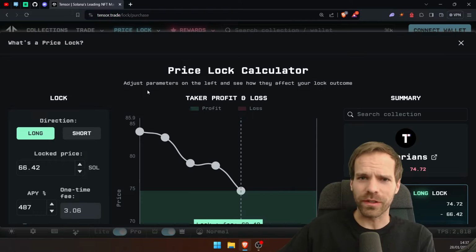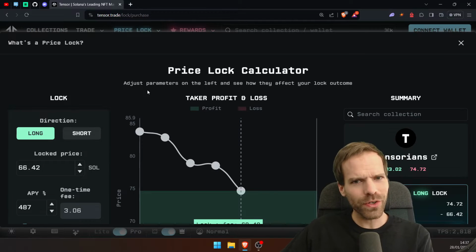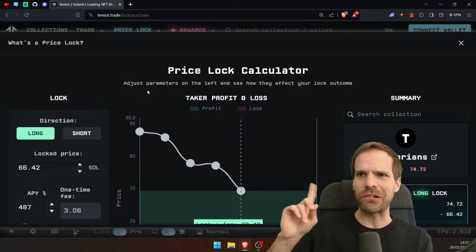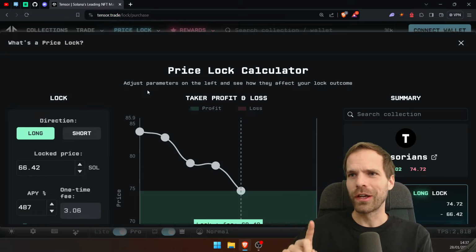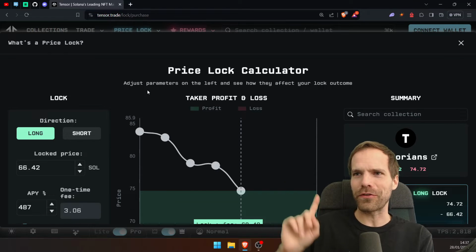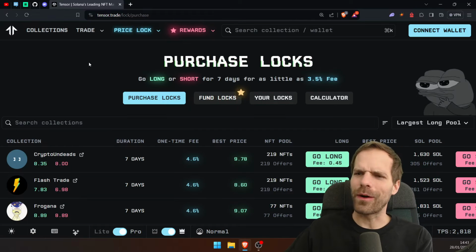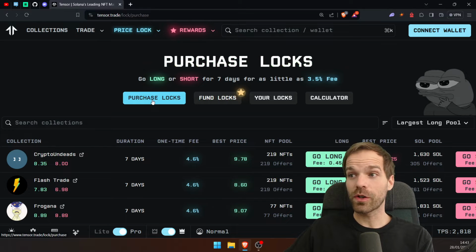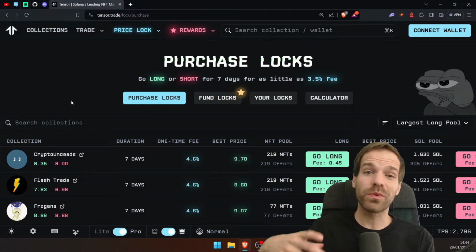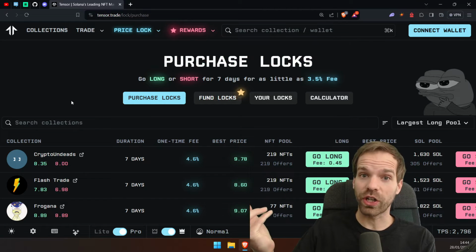It's classic options. I mean, options I understand. Is that options? Probably the Tensor guys would be like, it's not options, it's locks. Otherwise, we would have called it NFT options. Let's just play around with this. So we can purchase locks and we can fund locks. Maybe start with purchasing locks, because that's probably the simpler thing. But of course, we need both sides for that to work.